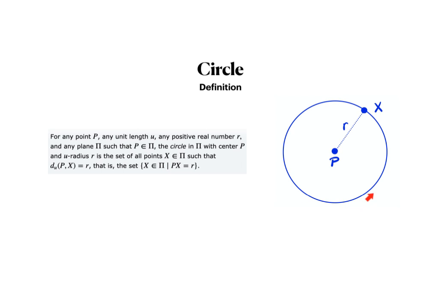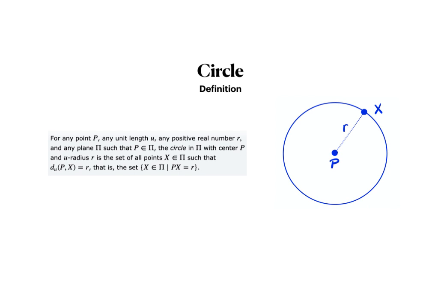And you can see that I've drawn this circle here. I have my center point P. Then the circle consists of all the points X that are the same distance away from P. And you can see I have it drawn there. In this case, my radius is R. All the points along the circle are exactly R units away from P.